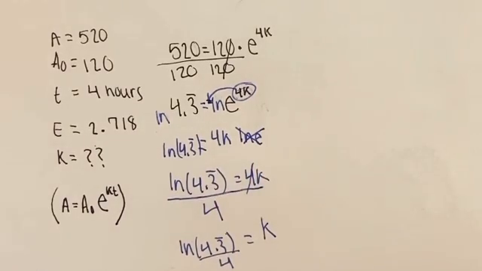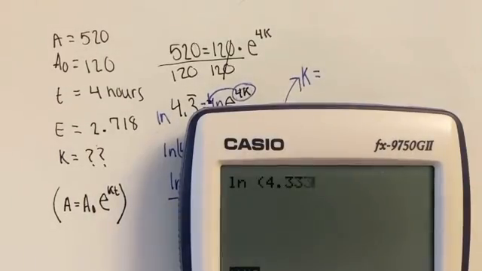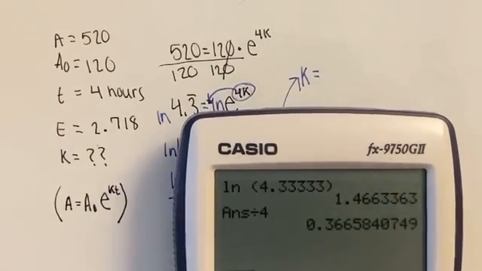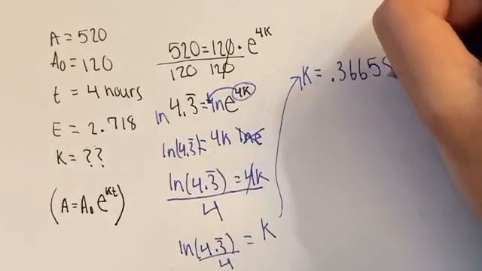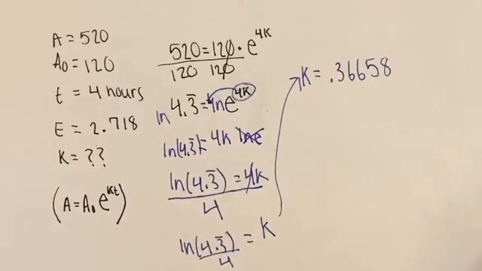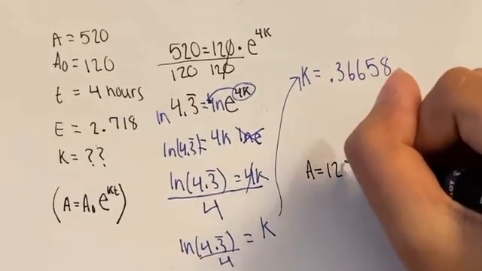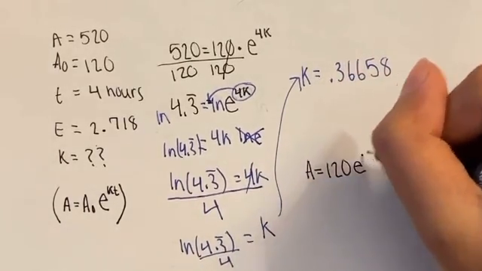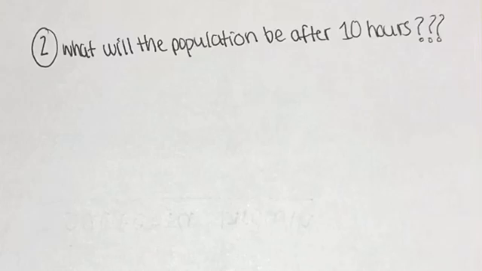So if you put that into your calculator, you'll end up getting k is equal to 0.36658. Since we have our rate now, we can write our official equation, which is now A is equal to 120 e to the 0.36658t power. Now we can answer the second question, which was what will the population be after 10 hours?